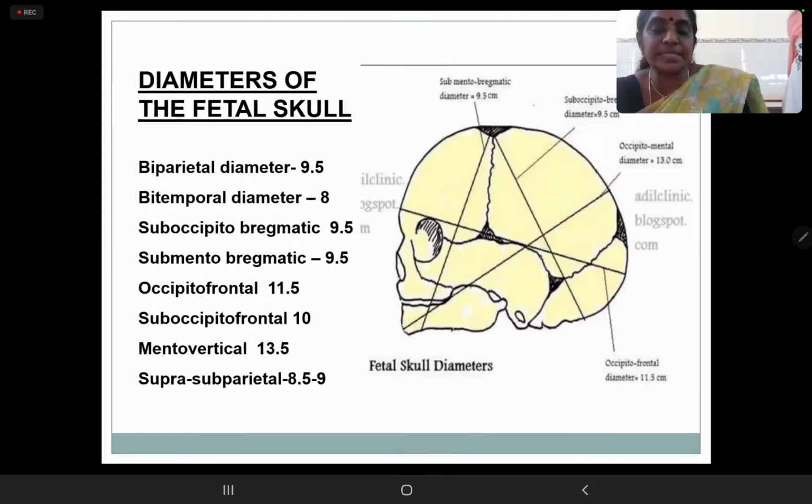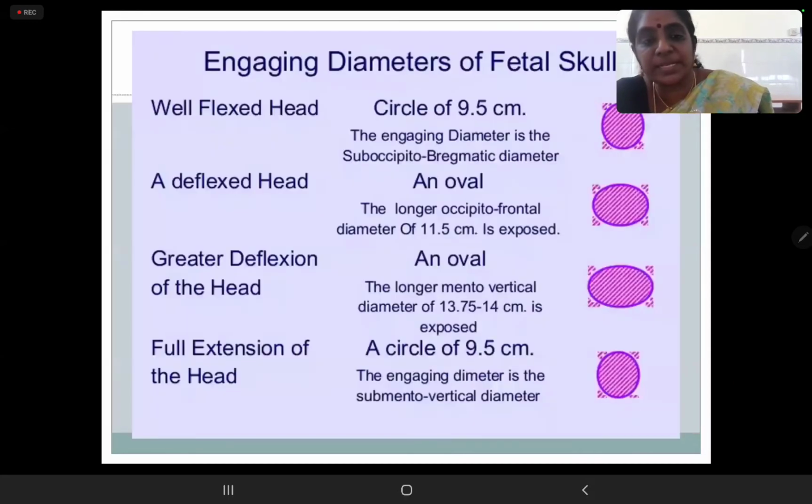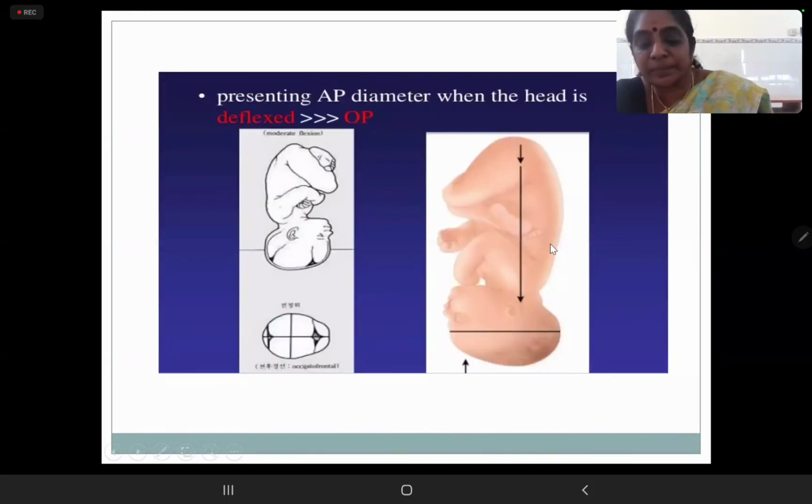And diameters of the fetal skull, everybody knows the biparietal. Three diameters which are the same: biparietal, suboccipitobregmatic, submentobregmatic, 9.5. The occipitofrontal, 11.5, deflexed. Mentovertical, the biggest diameter, occurs in brow presentation, which is 13.5 centimeters. And how are the engaging diameters in a well flexed head? I put the picture here. It is circular. In deflexion, it is oval. In more deflexion, it is more oval. But again, when the head is fully extended, it becomes circular.